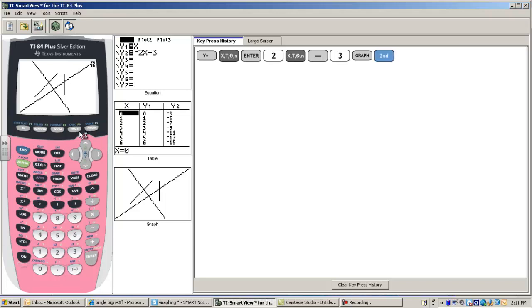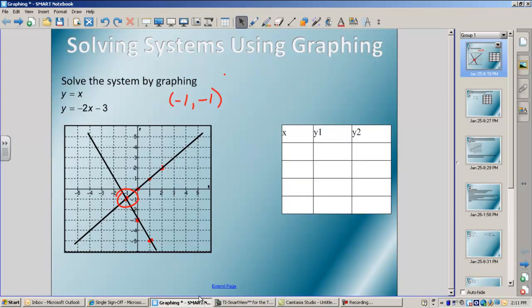So if you go to second and then graph, it'll pull up the table. And if you'll look and scroll through your table, you should be able to see that when x is negative 1, y1 and y2 both are negative 1, and so that's equal. Both y1 and y2 are the same thing. That means that's the solution. So we're going to use this table to fill in the table on our notes.